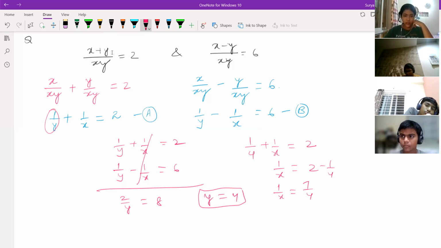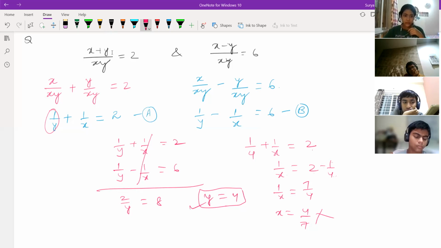Sir, I got x as 1 by 4 and y as minus 1 by 2. See here, why are you not getting the answer? Why did we get it correctly here? Y is 4, right? Now see, I'm putting the value of y here as 4. So 1 by 4 plus 1 by x is equal to 2, so 1 by x is equal to 2 minus 1 by 4, which is 8 minus 1, 7 by 4. So x is equal to 4 by 7 we are getting. This is wrong. It should be minus 1 by 2. So where is the mistake? I'm putting the value of y in the first equation. So why are we making a mistake over here, let's check.